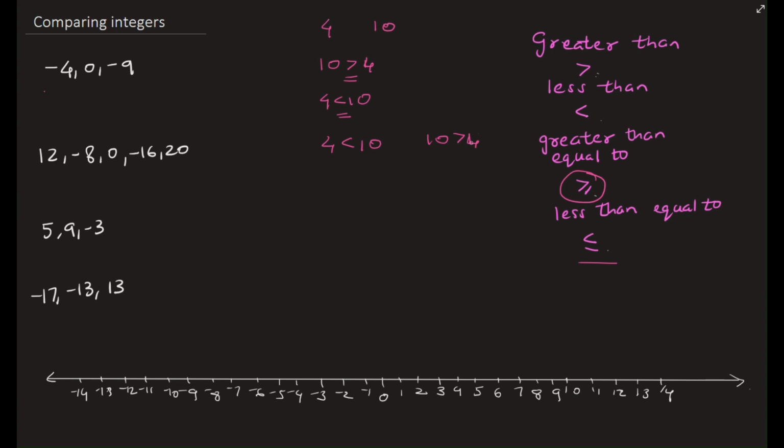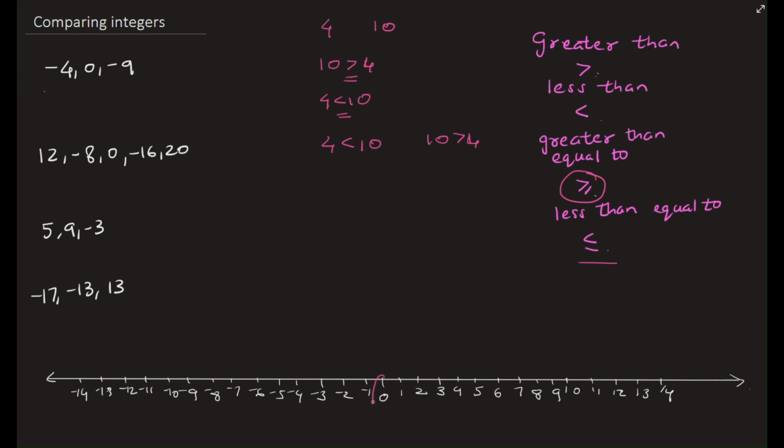In some of these sums, I also arrange the numbers in ascending or descending order. So the first sum is negative 4, 0 and negative 9. Compare and arrange in ascending order. Ascending order means least to highest. So on a number line, let me check out.